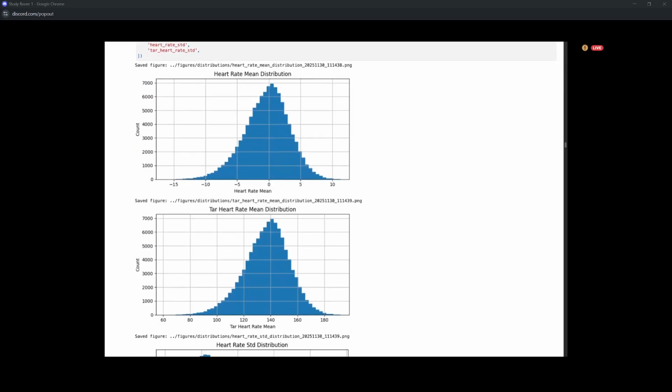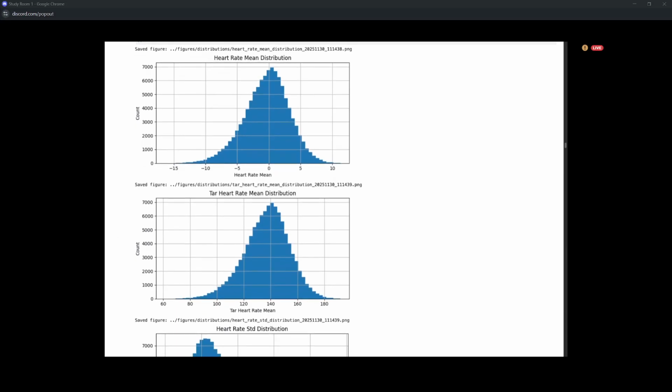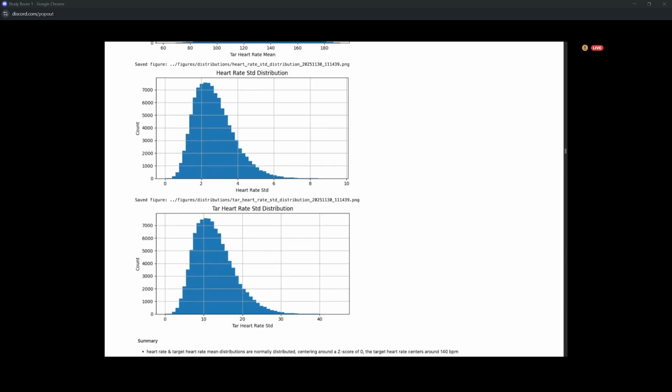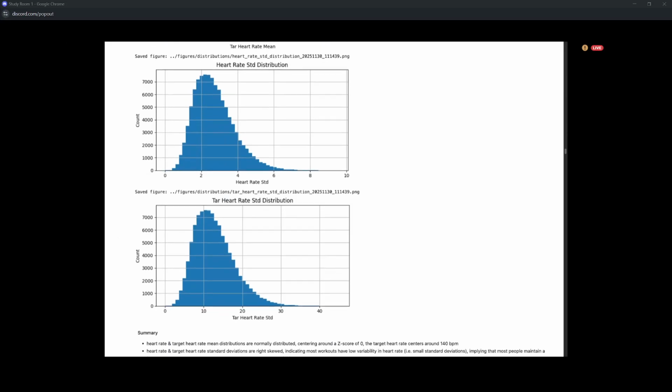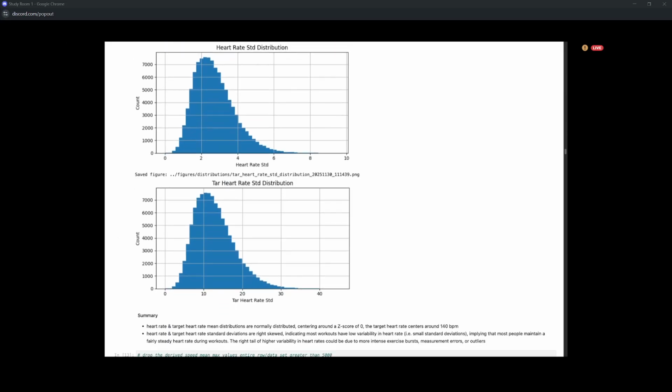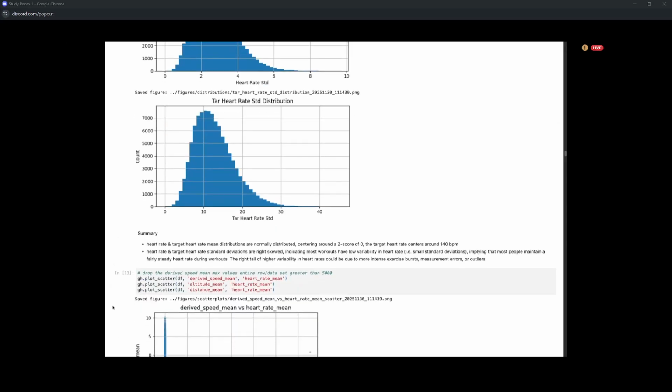And then the standard deviation distributions for both of these variables are right skewed, indicating that most workouts have lower variability in heart rate, in essence, smaller standard deviations, implying that most people maintain a fairly steady heart rate throughout their workouts. And then the right tail indicates higher variability in heart rates, and this could be due to more intense exercise bursts, potential measurement errors, or outliers.